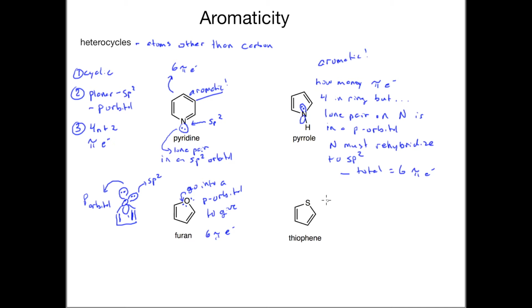Same thing for sulfur, right? We have 2 lone pairs. We have essentially the same deal. One lone pair is here. It is in the p orbital, and the other lone pair is in an sp2 orbital. And so just like with oxygen, this sulfur is allowed to push its lone pair into the pi system, and so now this gives us an sp2 sulfur here with a p orbital, and this gives us a total of 6 pi electrons, which makes it aromatic.